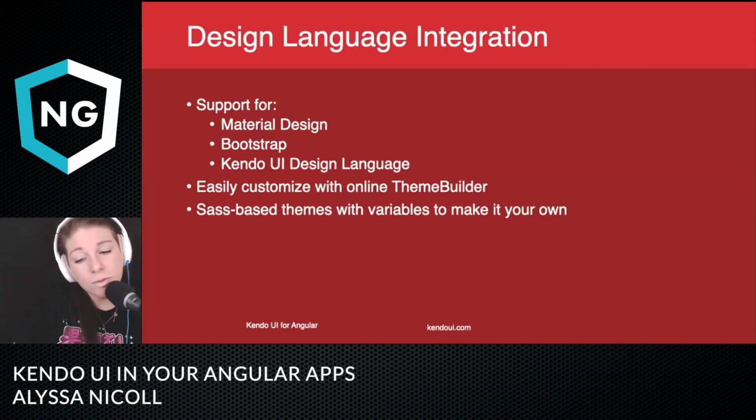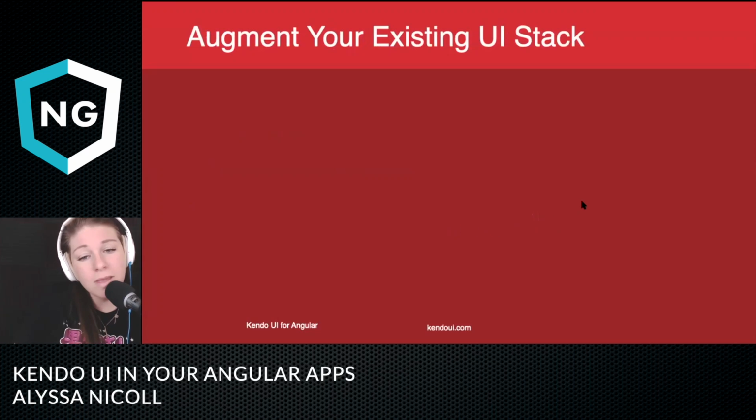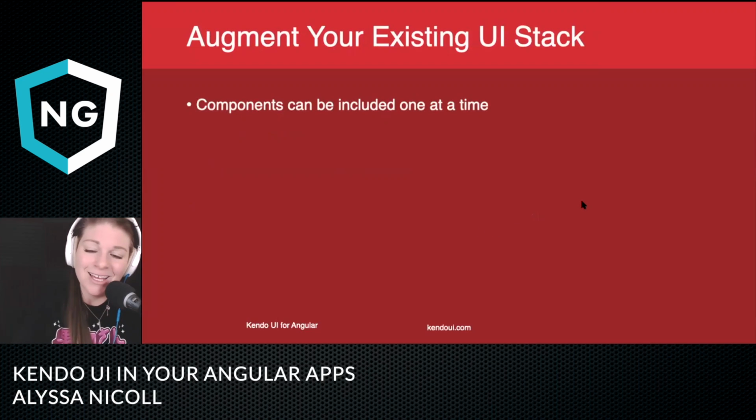So that's really, really cool. Augment your existing UI stack. Components can be included one at a time, which is great because not many people need all 70. I mean, it would be impressive if on day one you wanted to implement all 70 components, but wow. So yes, you can do them one at a time, only as you need them.